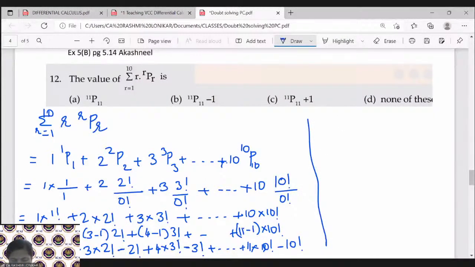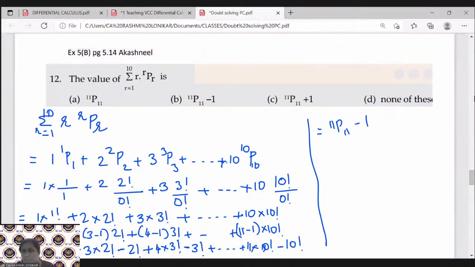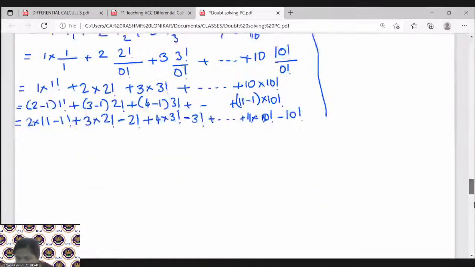Because this is 2 minus 1, so you will get 1 over here. So this becomes equal to 11P11 minus 1. Okay. Because we are running out of time, otherwise I would have shown you how each of these numbers get cancelled out. Okay, so that is all.